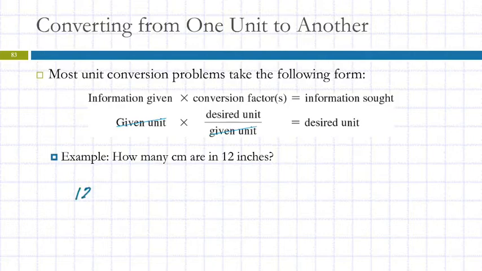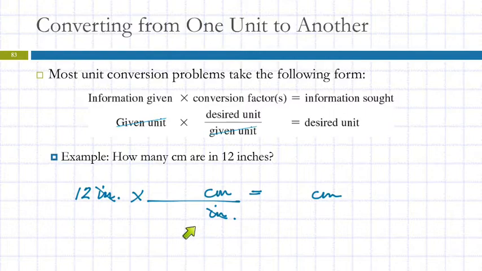The given unit is 12 inches. We're going to be multiplying by a conversion factor. We want to end up with centimeters. So if I multiply by centimeters and divide by inches, the inches will cancel out, they'll go away. And I'm left with centimeters, the unit that I want. Everybody okay with that? But a centimeter is not the same as an inch. I need the numerator of my fraction to be numerically equal to the denominator. I need those to be the same length.